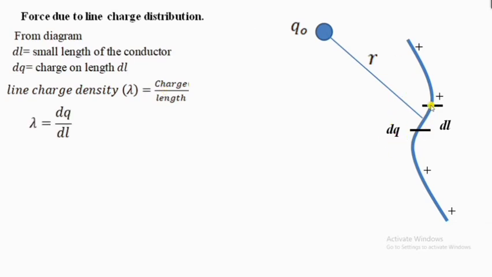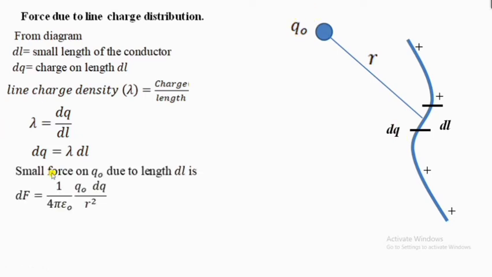So if you put the values, dq is equal to lambda dl. Using this I am finding the charge, because to use Coulomb's law we need two charges. q0 we already have, and we need the value for dq. So there will be a force between this dq and q0, and this can be given by Coulomb's law. So the small force, that is dF, is equal to 1 by 4 pi epsilon naught, q0 dq divided by distance square. For this dq I can use lambda dl.